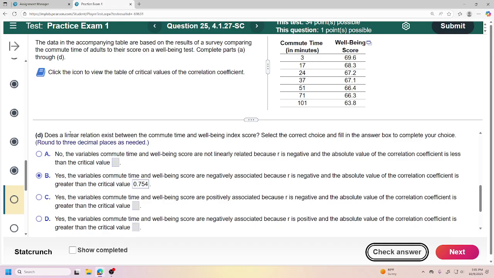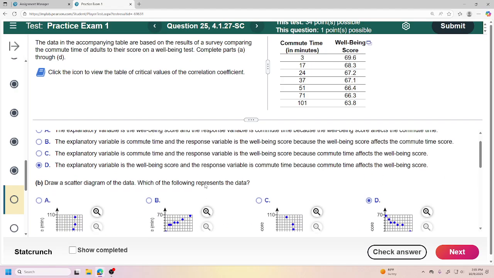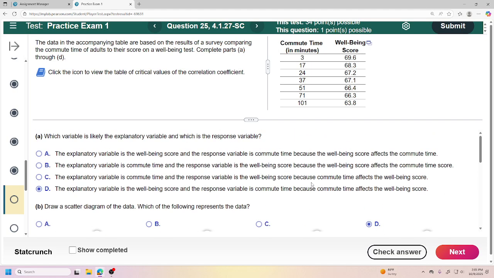See, I'm going to say is there a relationship? Did you make a good score? I'd say yes for sure. I wonder if I clicked something else wrong. Let me just triple check here. Okay, so because commute time affects. You know what?